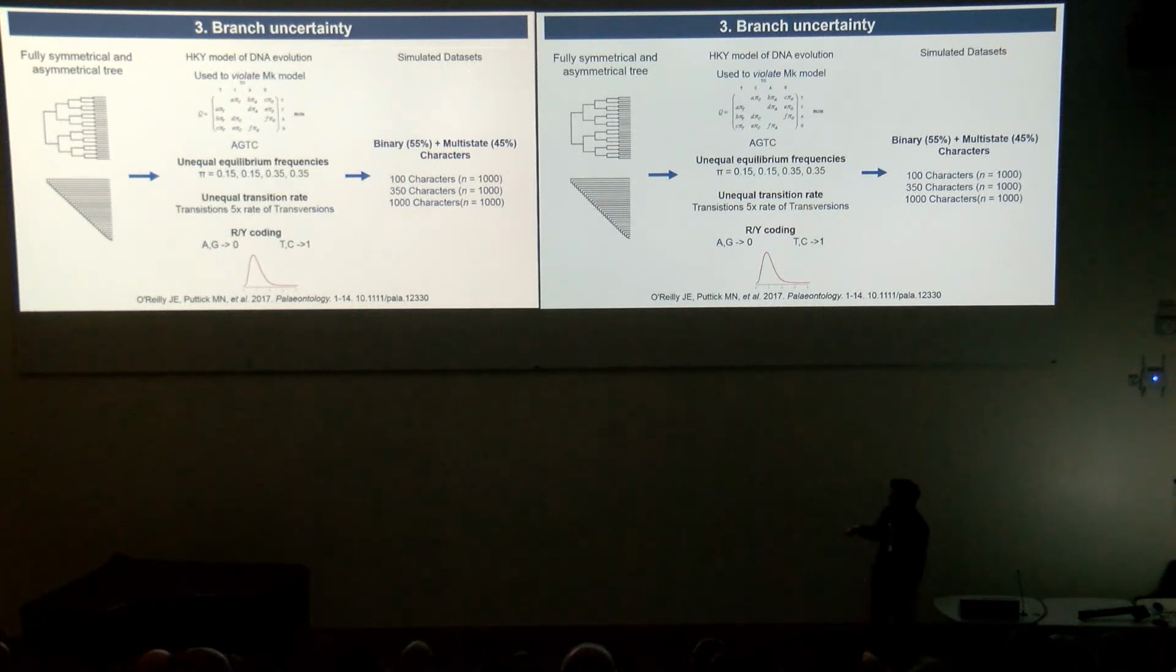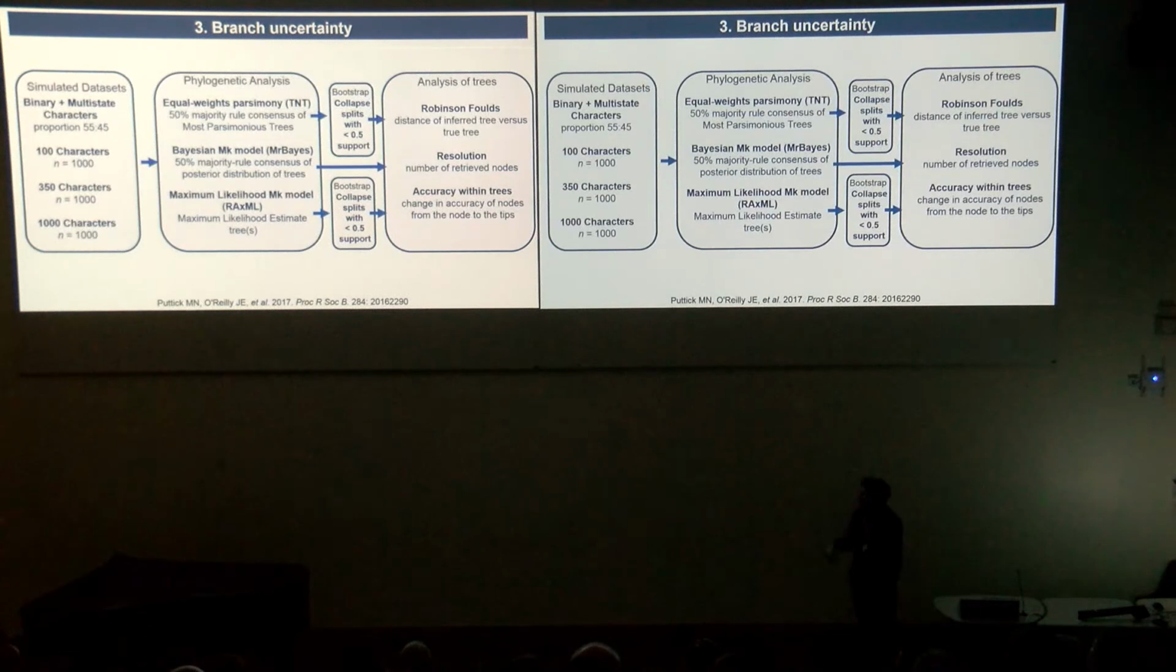So as this came out, we were looking at this in a bit more detail anyway, so we're taking our same simulation approach, and we were adding a step in these analyses. So we were taking our simulated data sets, analysing them using each of these methods, but then for equal weights parsimony and maximum likelihood, we were then bootstrapping the inferred trees and collapsing poorly supported nodes.